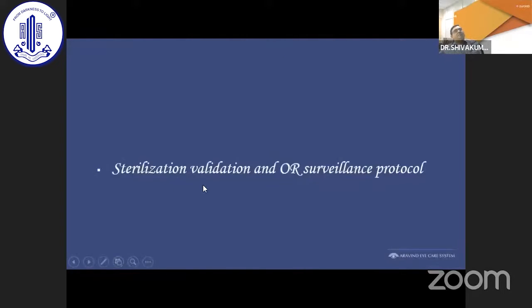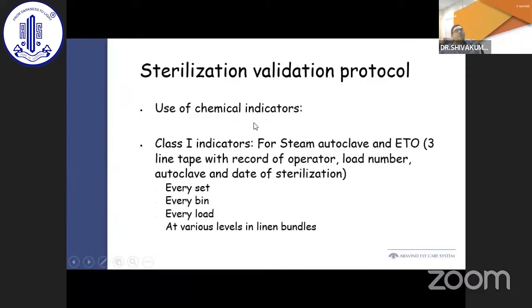Then coming to the sterilization validation, which is the most important documentation and surveillance protocol, we use chemical indicators. The class 1 indicators are used for steam autoclave as well as for ETO. And this is a 3-line tape with the initials of the operator, the load number, the autoclave, and the date of sterilization and the date of validity. And this is placed in every set, every bin, every load, and at various levels in the linen bundles.